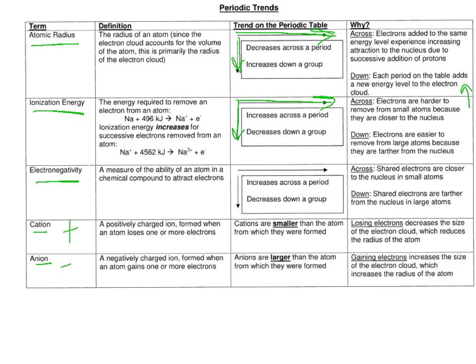As we go down, this again is all about it's easier to remove an electron from a larger atom, and the atoms are larger because they've added energy levels.